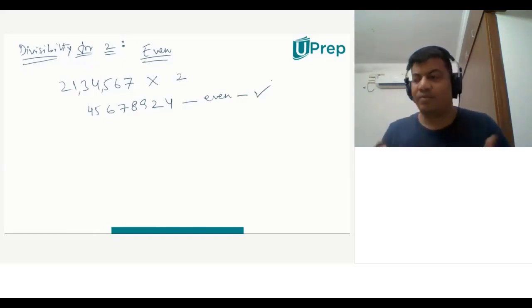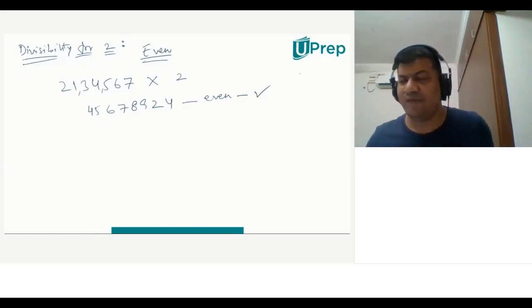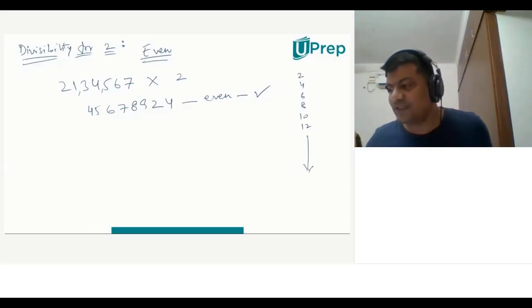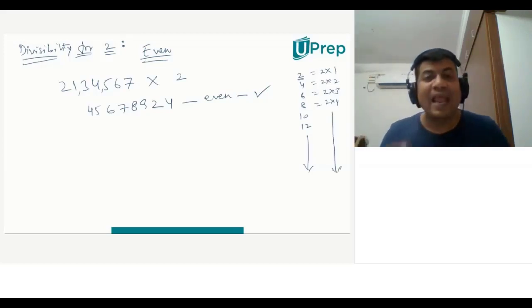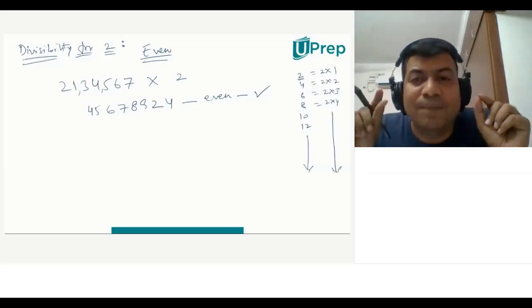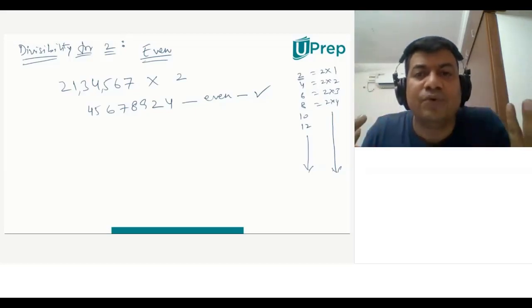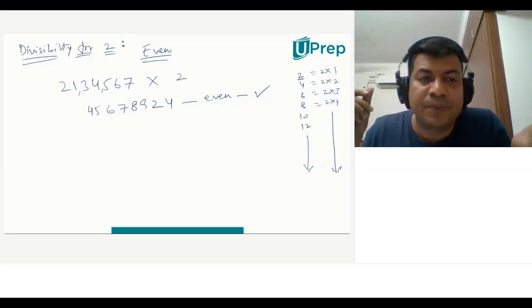Because any even number, say when I write 2, what are the even numbers? It's 2, 4, 6, 8, 10, 12. If you keep on writing the even numbers, you can see all the even numbers basically have a multiple of 2. Just observe that. 2 1s is 2, 2 2s is 4, 2 3s is 6, 2 4s is 8. If you keep on doing this, you can see every even number has a multiple of 2. Because it has a multiple of 2, it is definitely divisible by 2. Does that make sense? Yes, sir.